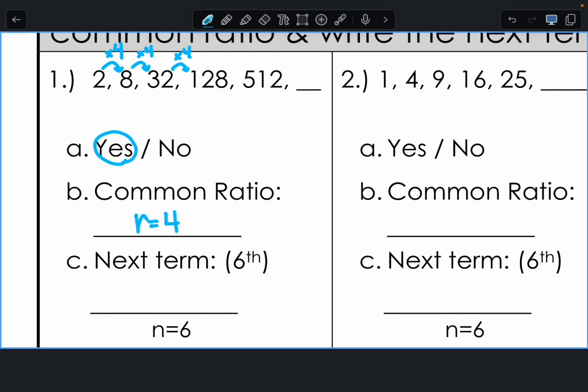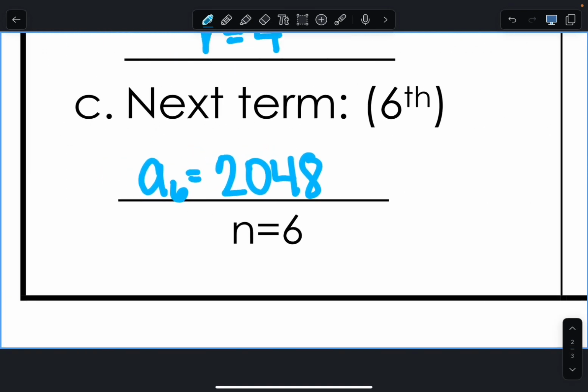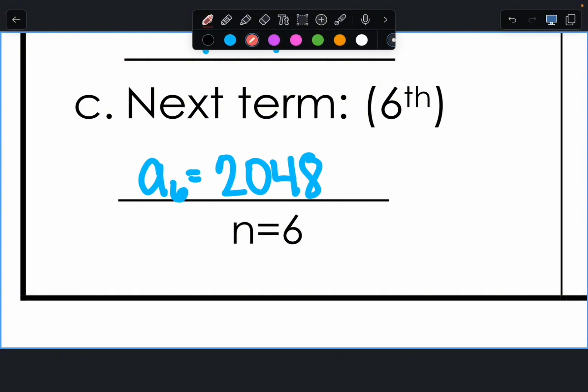Now, to find the next term in the sequence, all I have to do is take the 512 and multiply it by 4 to get 2048. How do we write our response? Not a sub n, a sub 6, to represent that this is the 6th number in the sequence. Okay? Questions on this one?